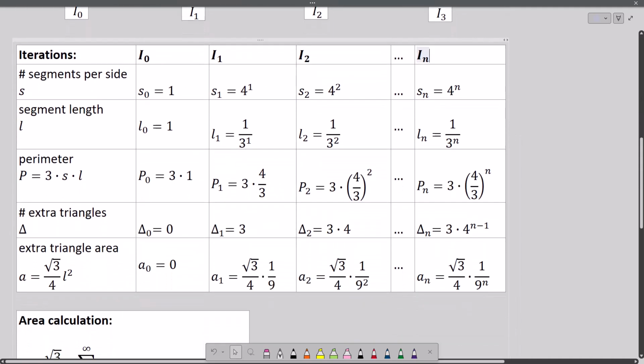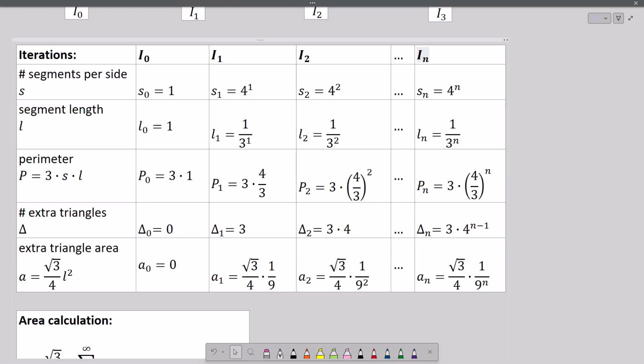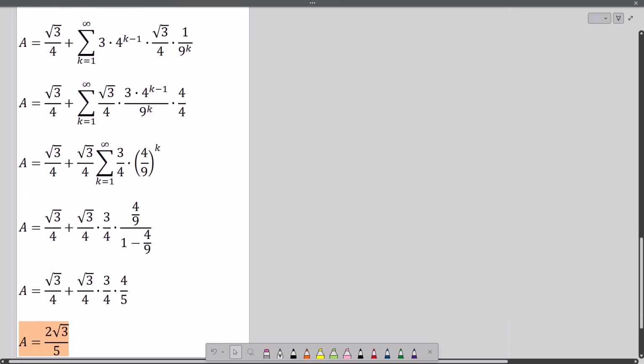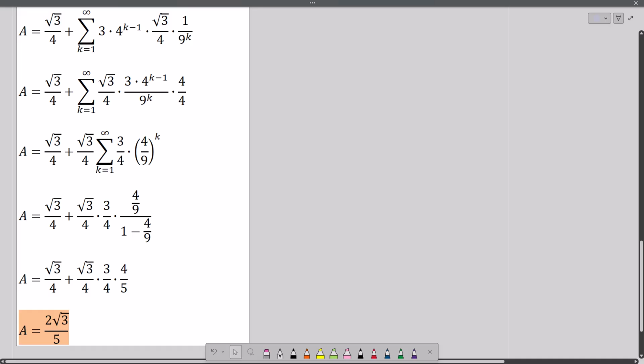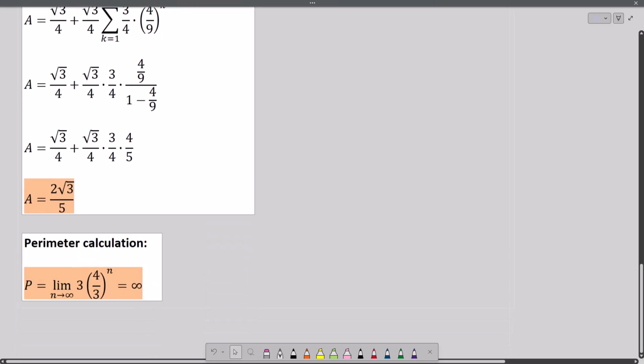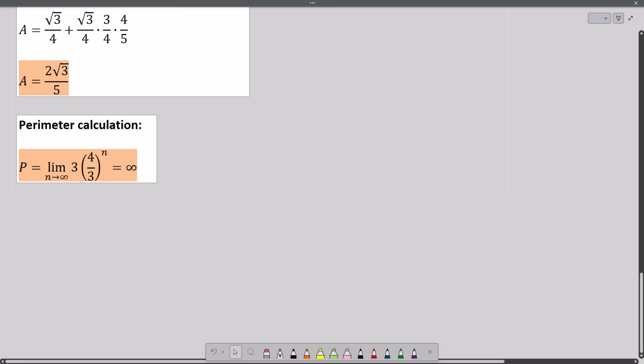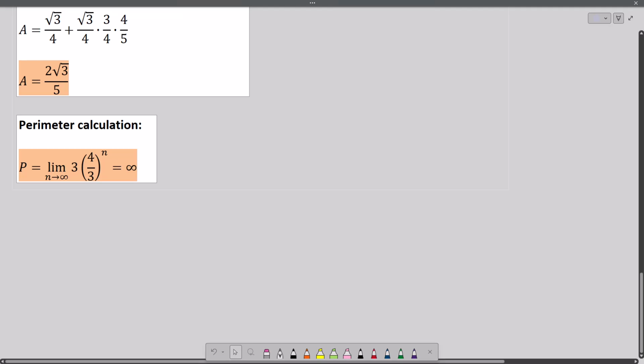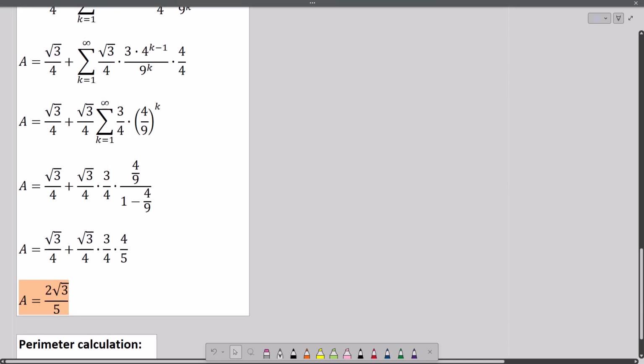So I created this little table here that talks about each iteration, segment length, the length of the perimeter, how many extra triangles, and the area of those triangles. And the bottom line is that we can calculate with a geometric series the area of the Koch snowflake. And for the perimeter, if you look at the table carefully, your common ratio is bigger than 1. So it's a geometric series with common ratio bigger than 1, which means that series diverges. So that's going to give us a perimeter that's infinite. If you want to dive into that a little deeper, you can, and I can answer questions if you have them.